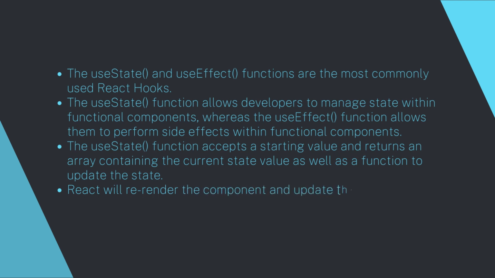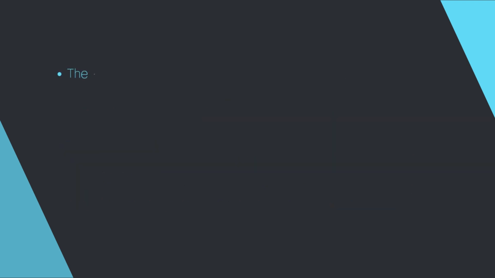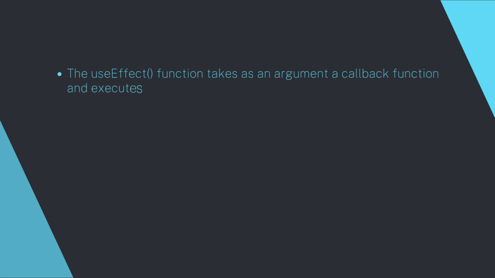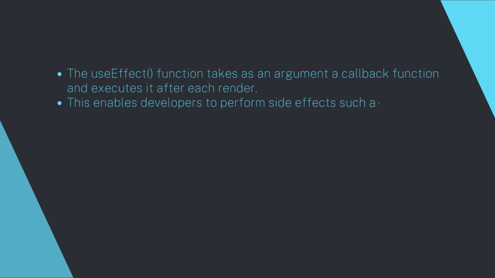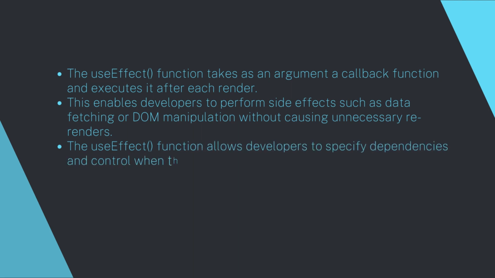React will re-render the component and update the UI when the state is updated using the function returned by useState. The useEffect function takes a callback function as an argument and executes it after each render. This enables developers to perform side effects such as data fetching or DOM manipulation without causing unnecessary renders. The useEffect function allows developers to specify a dependency and control when the useEffect runs.